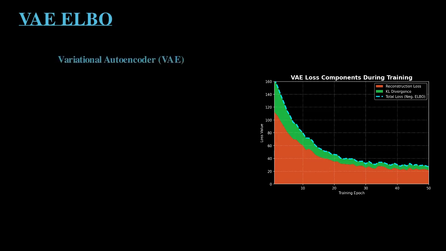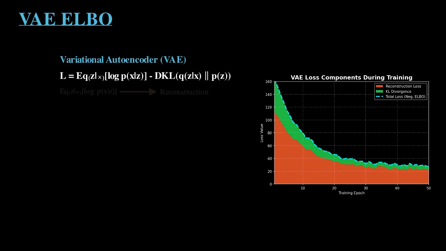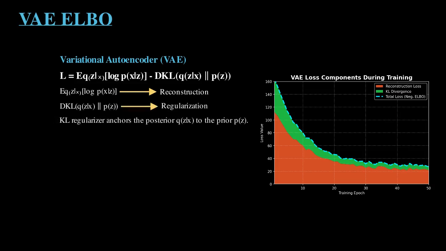Next, let's look at variational autoencoders, or VAEs. The VAE objective function is the evidence lower bound, or ELBO. It contains two key terms. The first is a reconstruction term, which encourages the decoder to accurately reconstruct the input data X from a latent sample Z. This is standard for an autoencoder.